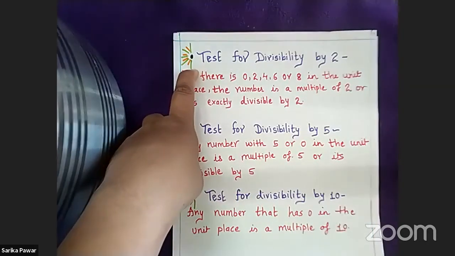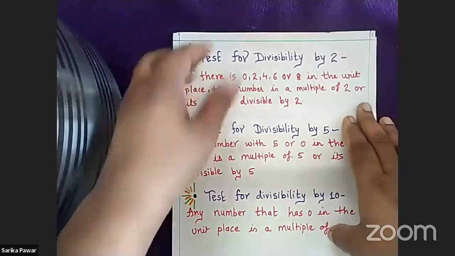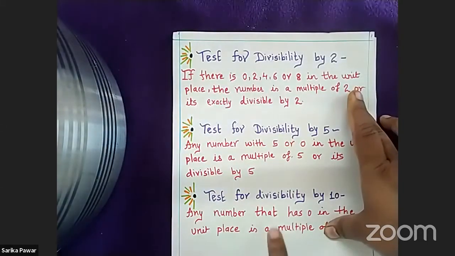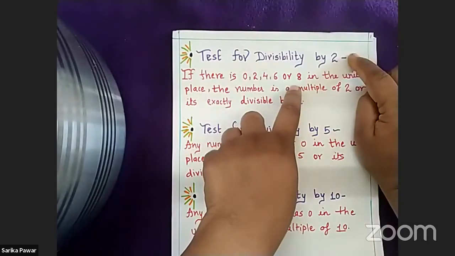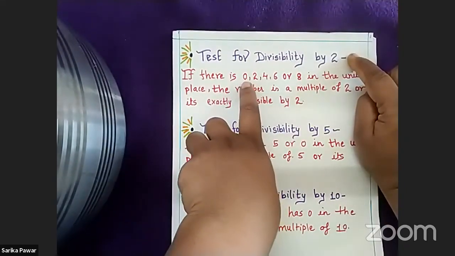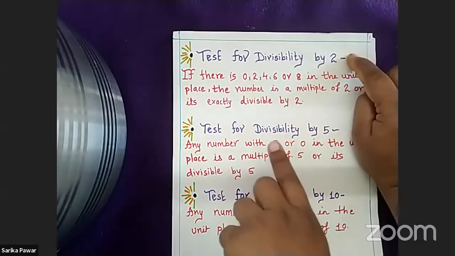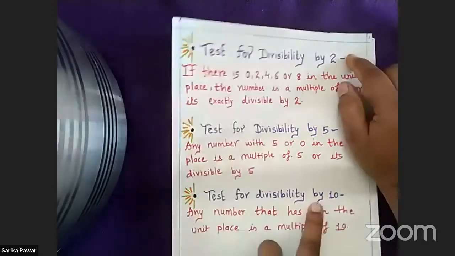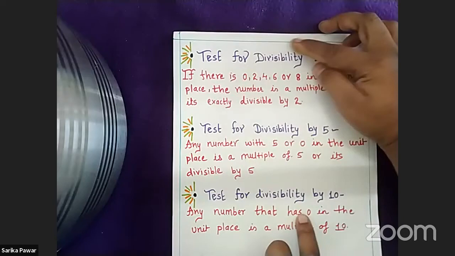Okay. If the number is 0, then we can say that that particular number is divisible by 2 also, divisible by 5 also, and divisible by 10 also. Because in the divisibility test of 2, 0 is present, in the divisibility test of 5, 0 is present, and in the divisibility test by 10, 0 is present. Got it, all of you?